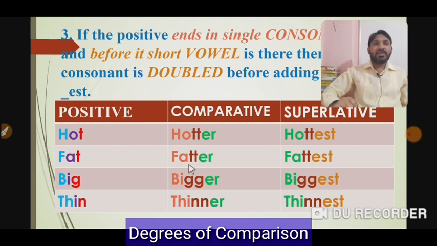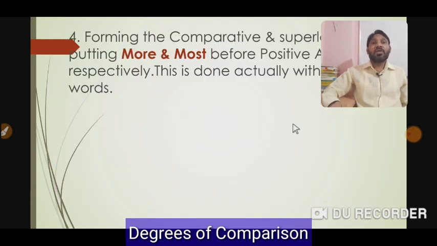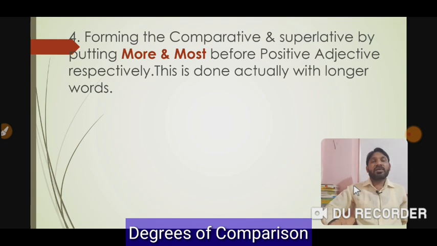So hotter, fatter, bigger, thinner. In the same way, hottest, fattest, biggest and thinnest. Okay. So all the consonant sounds will be doubled. Understood all how to form the comparative and superlative degree? Okay. Very good. Again, one more important thing we have to see here: how to form the comparative and superlative.